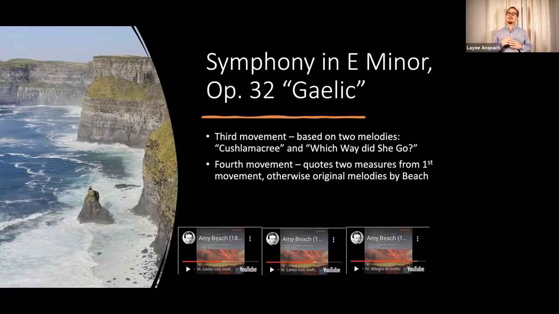So people loved it. And then once Beach passed away, the music fell out of favor, and people just forgot about it. It hasn't been until recently, the last few decades, that people have been resurrecting her pieces, because they're absolutely wonderful. She has a concerto that is just sublime.